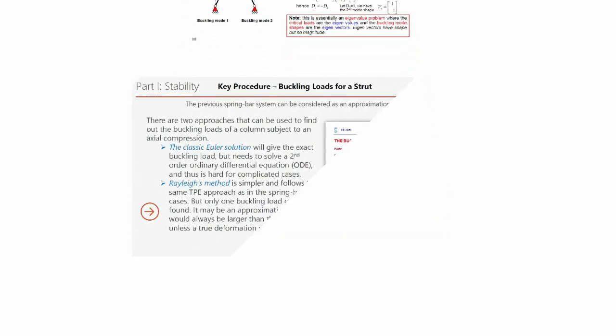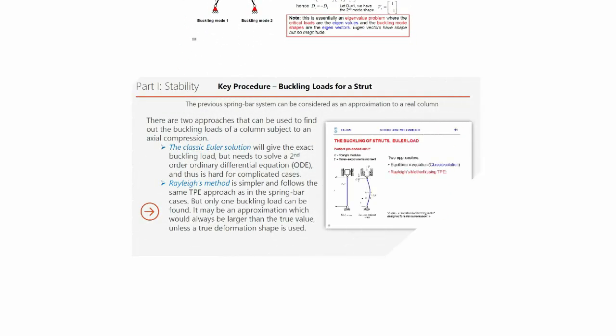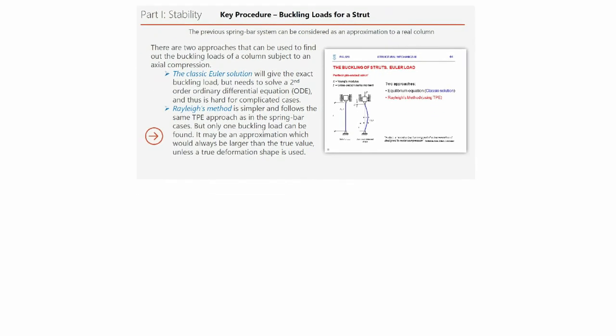Part I, Stability. Key procedure, buckling loads for a strut. The previous spring bar system can be considered as an approximation to a real column. There are two approaches that can be used to find the buckling loads of a column subject to an axial compression.